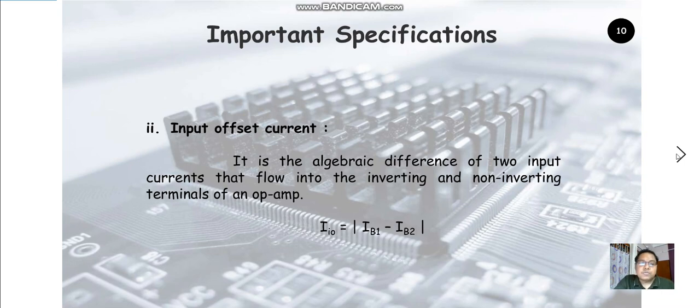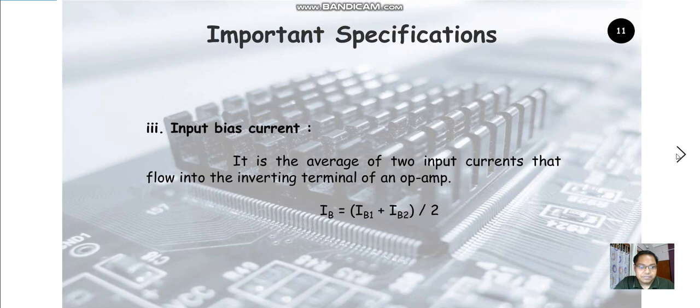Same as in input offset current, it is a basic difference, or you can say the algebraic difference, between the two input currents that flow into the inverting and non-inverting terminals of the op-amp. That is why we have written it as a mod: |IB1 minus IB2|. The difference between the two is the input offset current. Input bias current is the average, you need to remember, of the two input currents that flow into the terminals of an op-amp. So IB1 plus IB2, the addition of these upon 2.